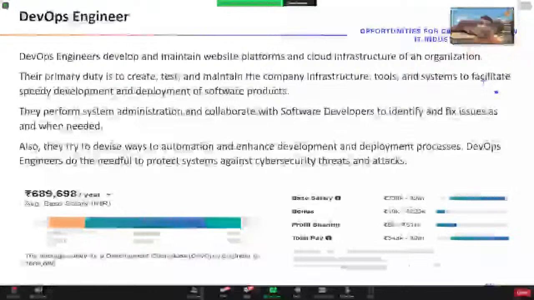show. And from DevOps engineer, you can graduate to IT project management, and from there you can graduate to maybe a CEO, CTO, or you can even graduate to software architect. So these are all the opportunities for how you can grow from a DevOps engineer to further roles.